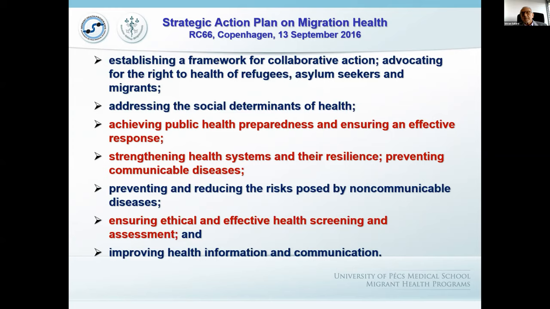But the question is that when WHO and the European Centre for Disease Prevention and Control as well clearly called the attention of European countries that the health system should be prepared to face this new challenge, the question is always, okay, but what about the human capacity? What about those health professionals, how are they prepared and trained for these new challenges?